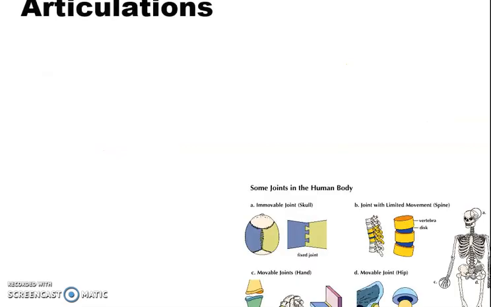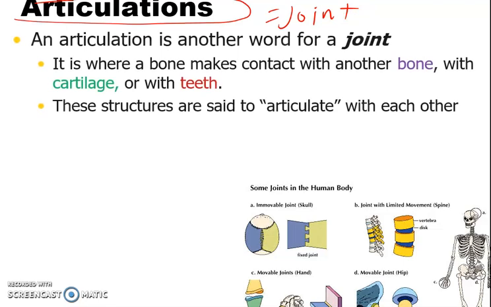So, articulations. That is the scientific way to say joint. An articulation, yes, I stole this from the book, is a fancy word for the joint. It is where bone makes contact with bone, got that one, cartilage, or teeth. Your teeth in the alveolar process is a joint, and they're said to articulate together.